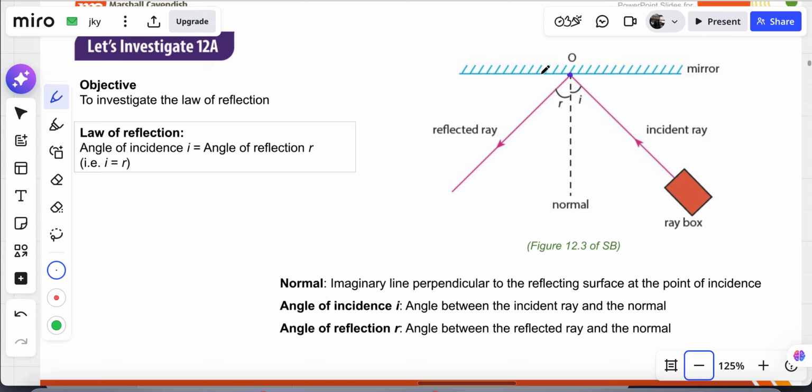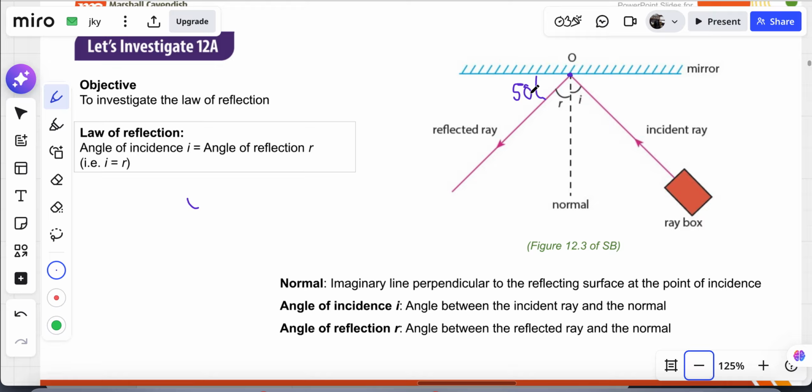Many people make mistakes. Cambridge wants to catch you, so they put the value here. You can put 50 here, and then they ask you what is I and what is R. Many students always make the mistake. They say, oh, the incident angle is 50. No, the incident angle is not 50. The angle of incidence is the angle between the incident ray and the normal. You must always look at the angle between the incident ray and the normal. The reflected angle is the angle between the reflected ray and the normal.